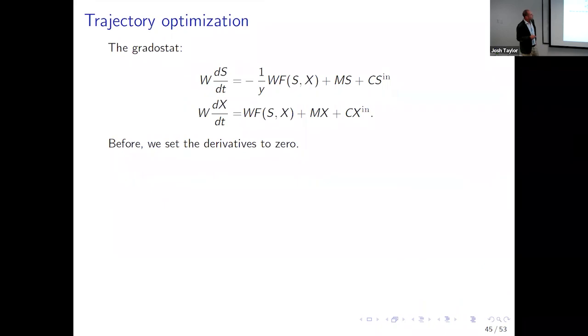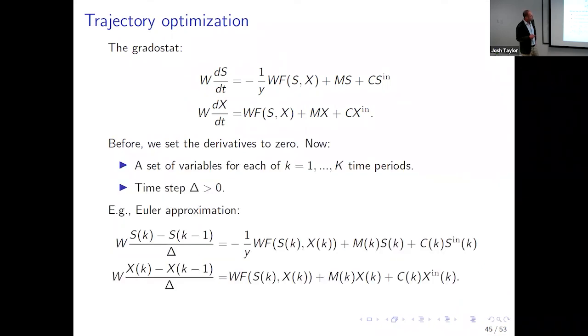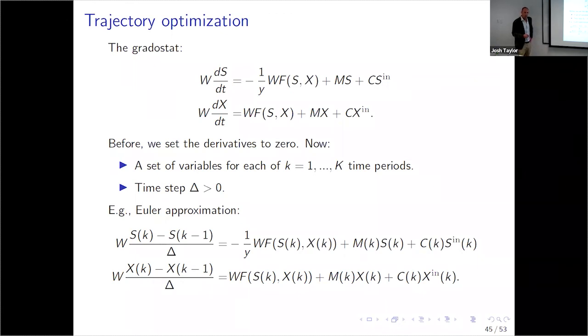One little note on how we put dynamics in. Remember the gradostat, we had differential equations. Before we set them to 0, now we just replace them with finite differences. And what we end up with is a copy of all the optimization variables in each time period, which are coupled by these constraints. And so all we end up with is, if you have t time periods, then you have t times as many optimization variables.